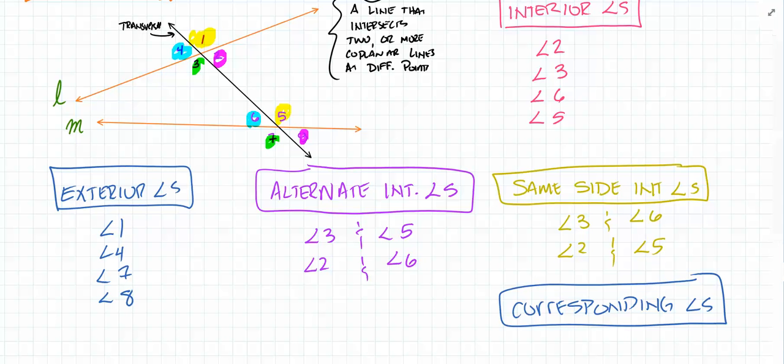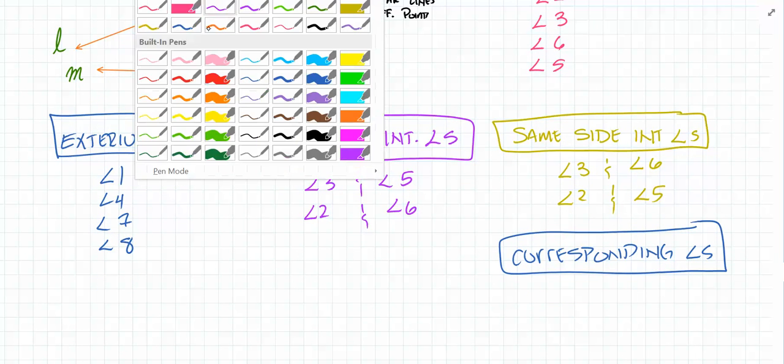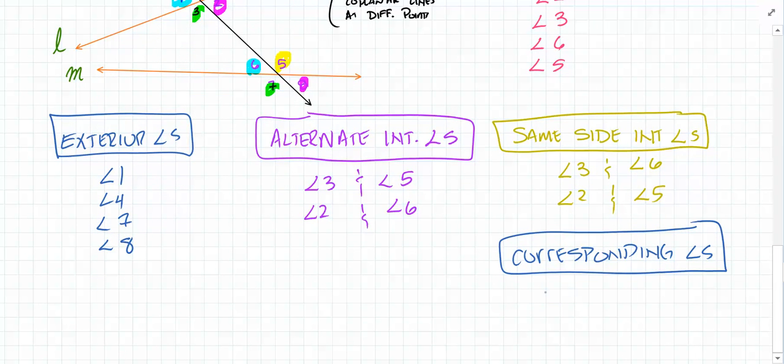So let's write all those down. And I think I was using blue, right? So what did we say? We said angle 1 and angle 5. Then we said angle 2 and angle 8. Then we said angle 3 and angle 7. And then finally 4 and 6.